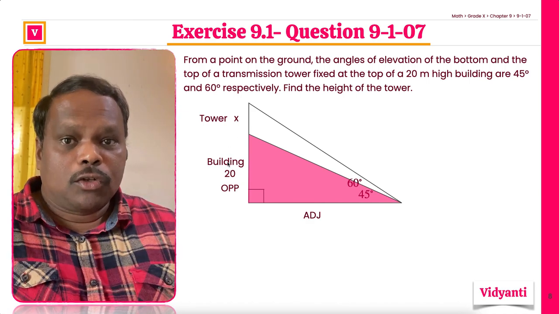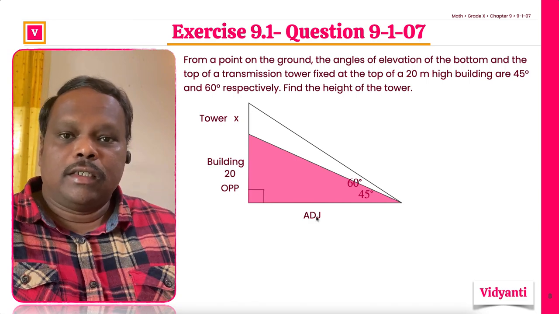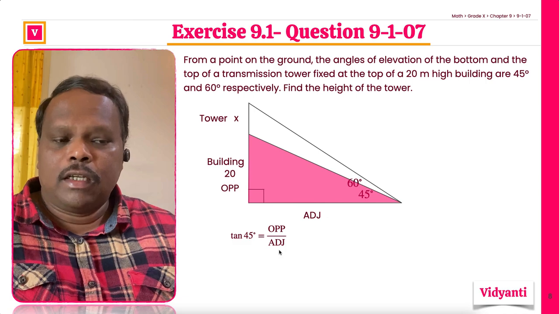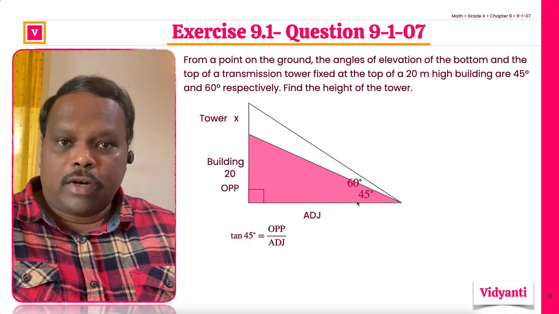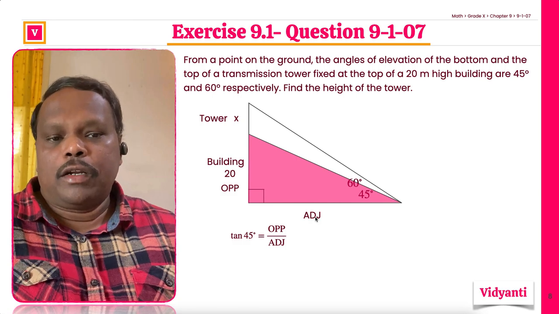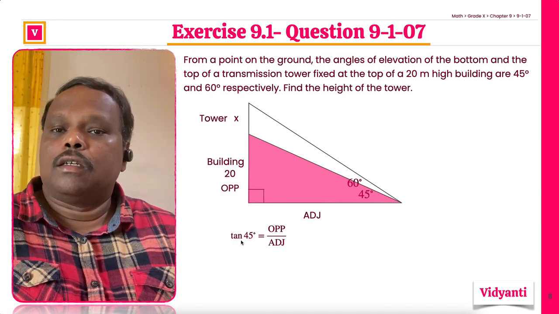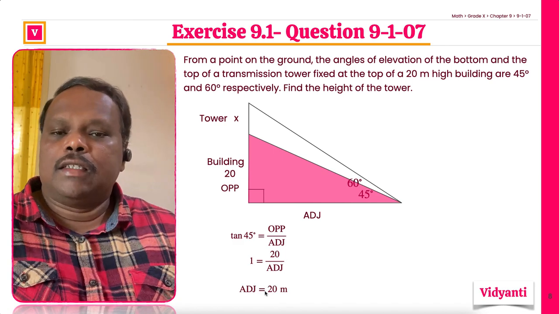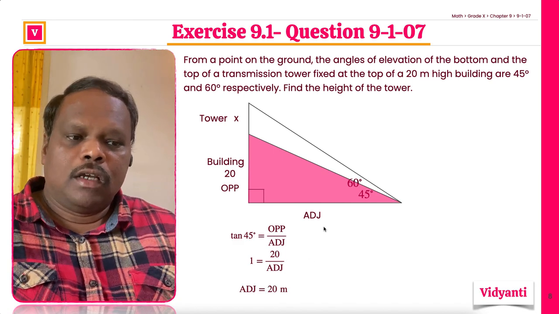So the ratio which correlates opposite and adjacent is tangent, and we can write tangent of any angle is opposite over adjacent. Angle is 45 degrees, opposite is 20, and adjacent is unknown. From standard trigonometric ratios, I can find out that tan 45 is exactly 1. So we can get adjacent as 20 meters.